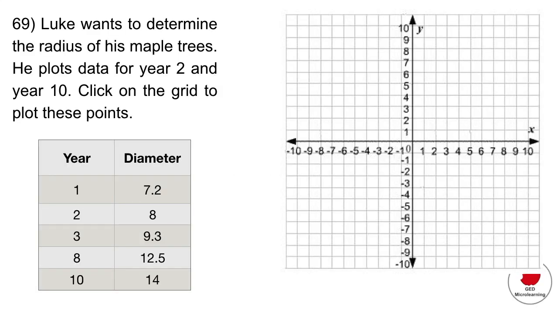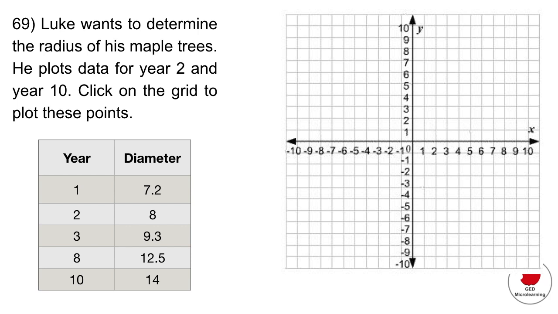Okay, question 69. One of the things you have to remember with the GED is that it's not only multiple choice questions, fill in the blank. Sometimes you actually have to interact with the question, right? So you have to plot a point on a graph or things like that. So this is one of those questions. It's telling you Luke wants to determine the radius of his maple trees. He plots data for year 2 and 10. Click on the grid to plot these points.